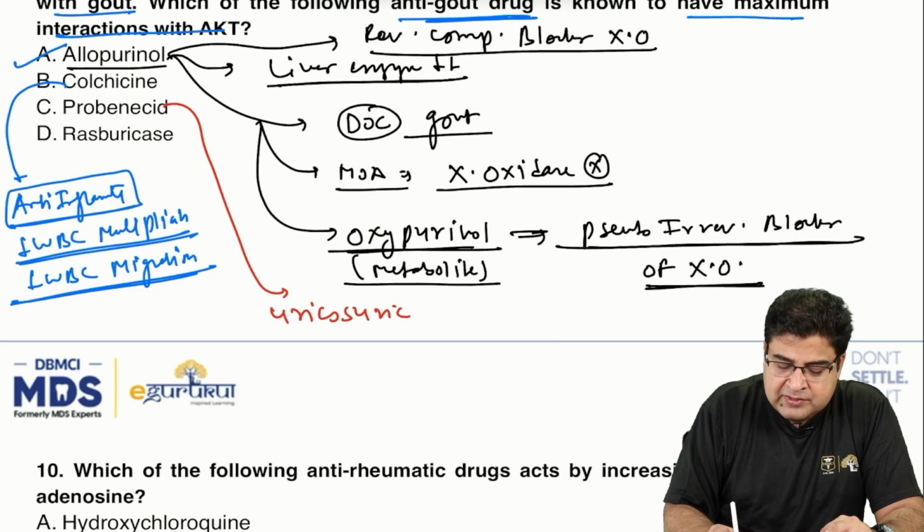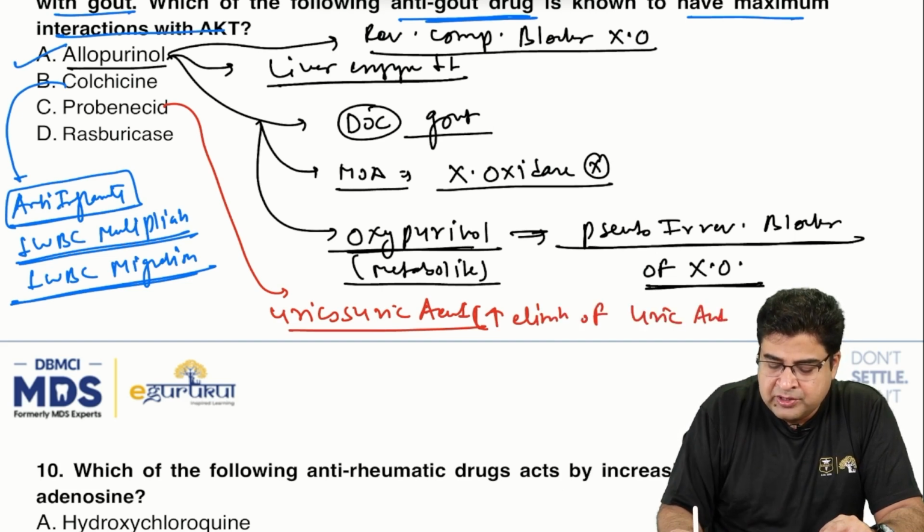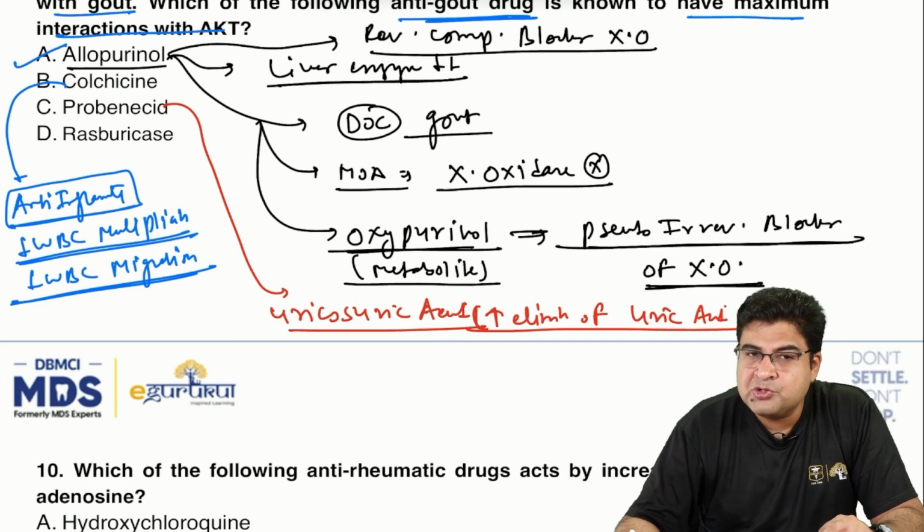Now probenecid is a medicine which is a uricosuric drug. It means this medicine can increase the elimination of uric acid from the body. It's a uricosuric medicine.